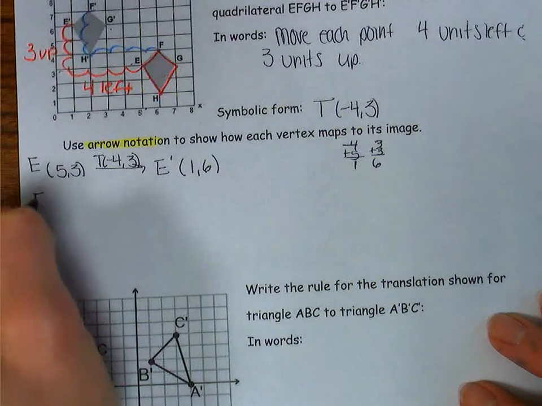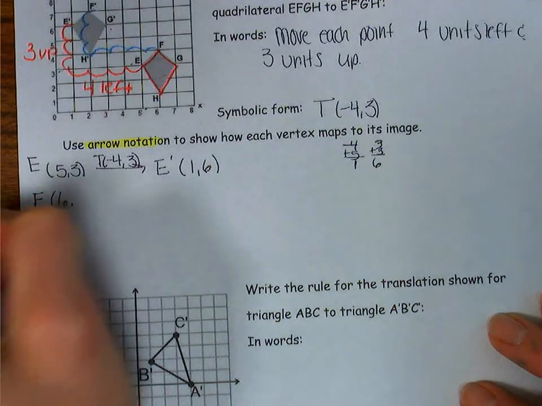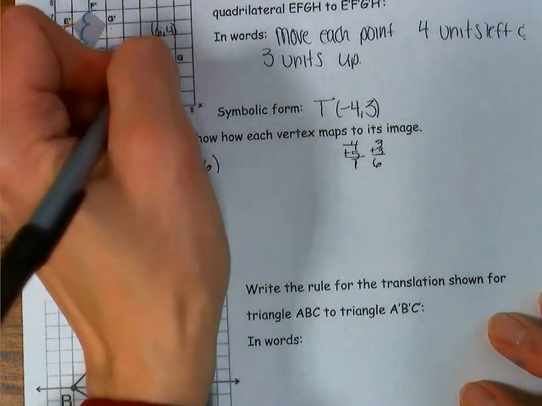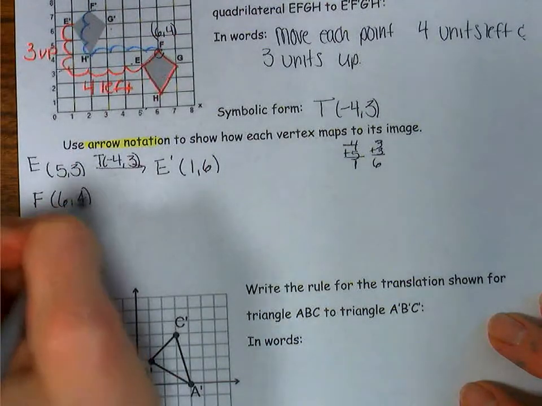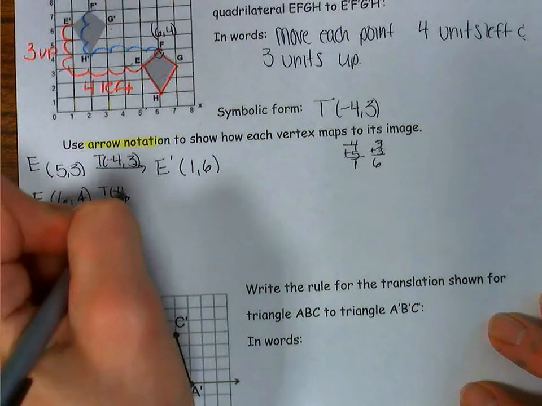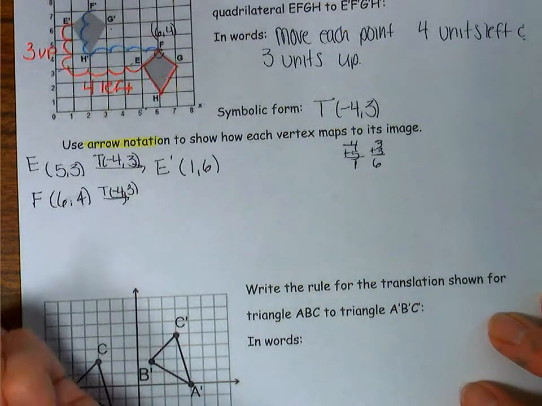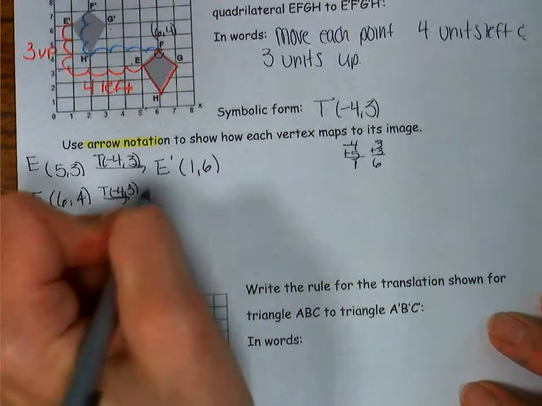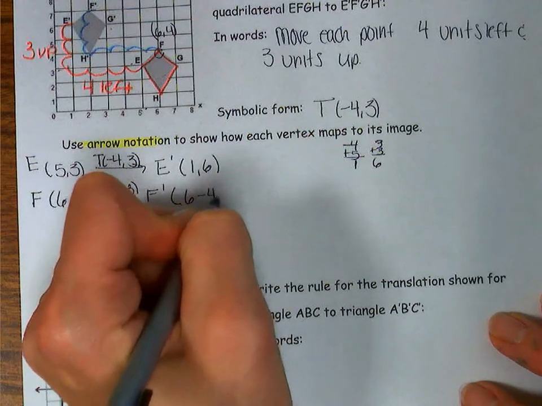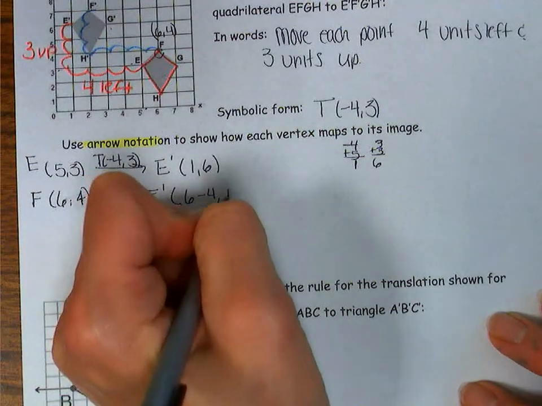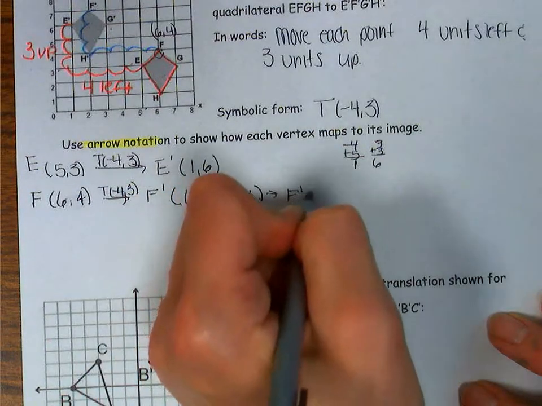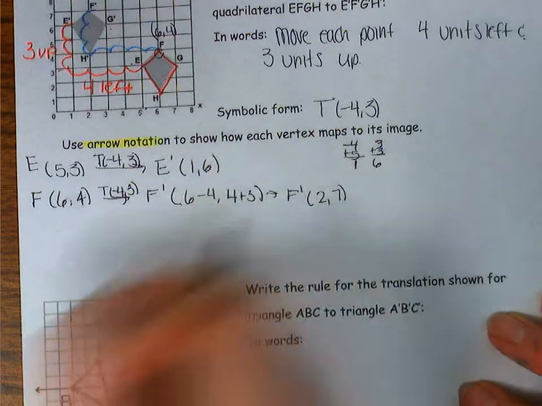Let's take a look at F. F starts off at 6, 4. You can label it if it helps you. And I'm applying the rule, -4, 3. If it helps you to write it out this way, you can say that F prime is 6 minus 4 and 4 plus 3, which gives us F prime of 2, 7.